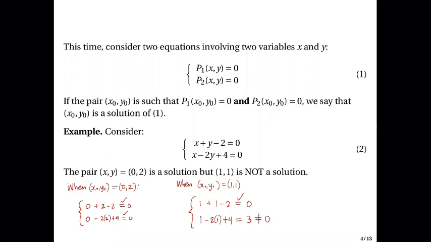Okay? So the first equation is satisfied, but the second equation is not. So this pair 1, 1 is not a solution. For a pair to be a solution of the system, all the equations must be satisfied. Not just the first one or just the second one, but both of them.